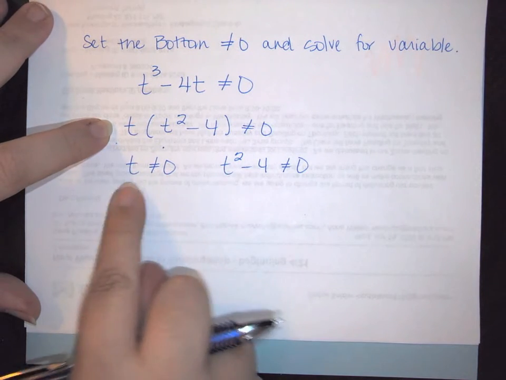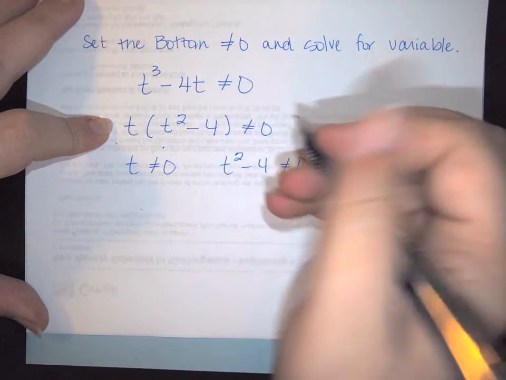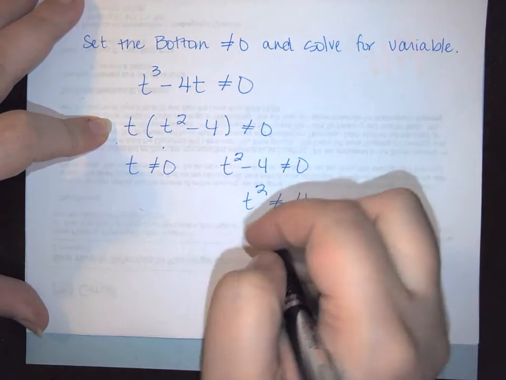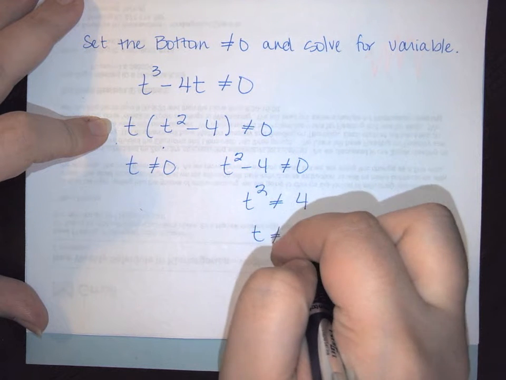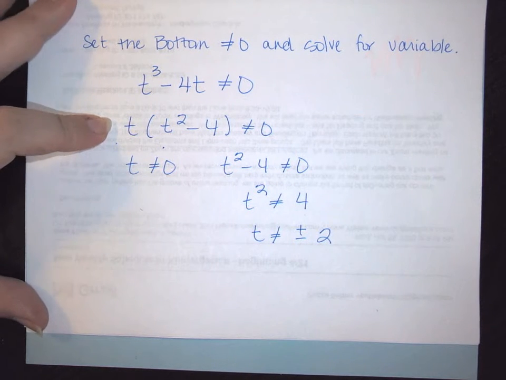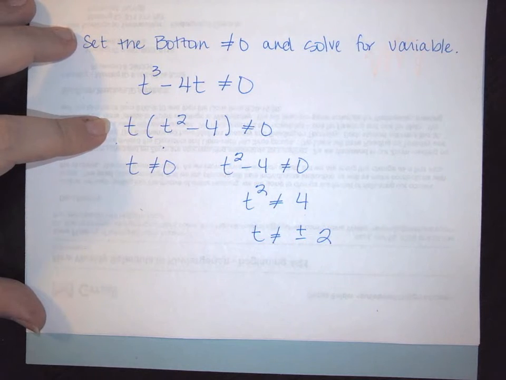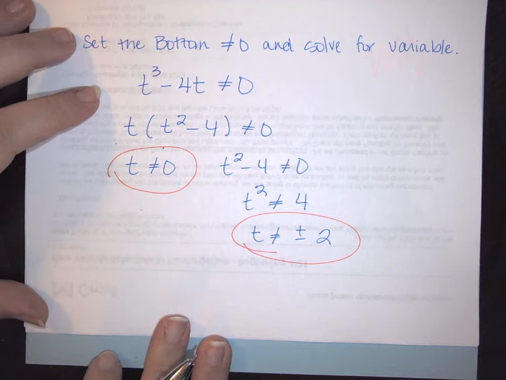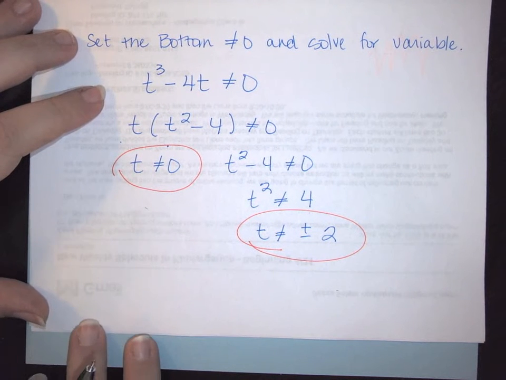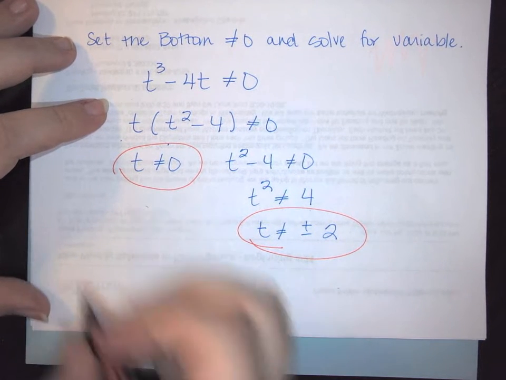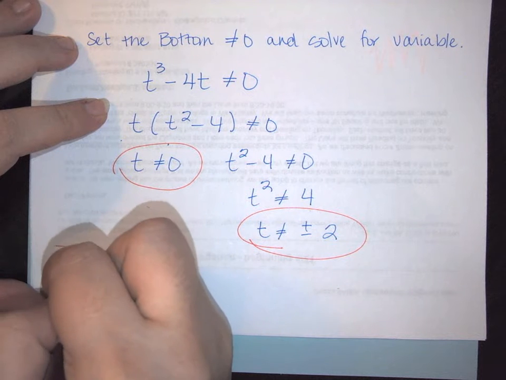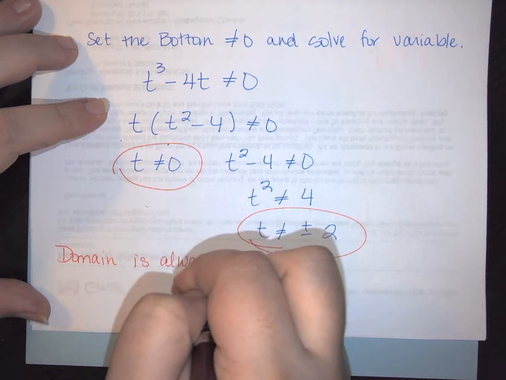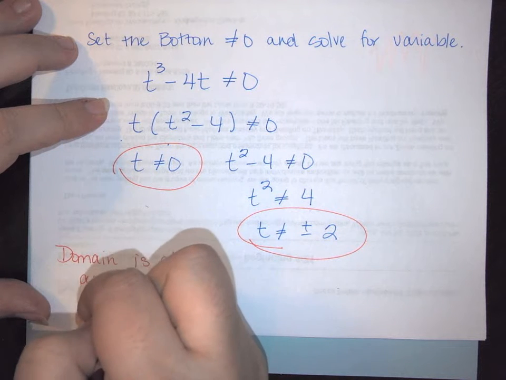The first half I've already solved. The second half I need to solve. So t squared cannot be 4, so t cannot be plus or minus 2. So I now have 3 values that my denominator cannot be. Well, when we write domains, your domain is always an interval.